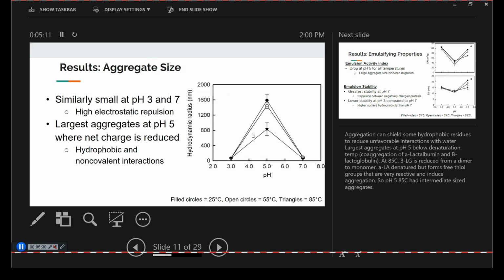And now getting into aggregate size, they were similarly small at pH 3 and 7 due to high electrostatic repulsions. The largest aggregates were at pH 5 for all temperatures, and they were largest between 25 and 55 degrees Celsius due to the coagulation of the beta-lactoglobulin and alpha-lactalbumin subunits. And they were slightly lower at 85 degrees Celsius, which is caused because the alpha-lactalbumin denatures, but it has free sulfhydryl groups from denaturation that are then very reactive and will polymerize with each other. So it had an intermediate form.